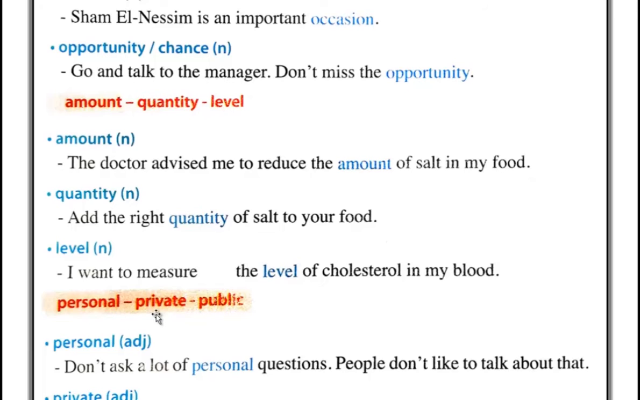Personal, private, and public. For the word personal, an adjective, it means your own, belonging to yourself or to you, or connected with you and not connected with anyone else. Don't ask a lot of personal questions. These are my affairs, so please don't ask a lot of personal questions. People don't like to talk about that.